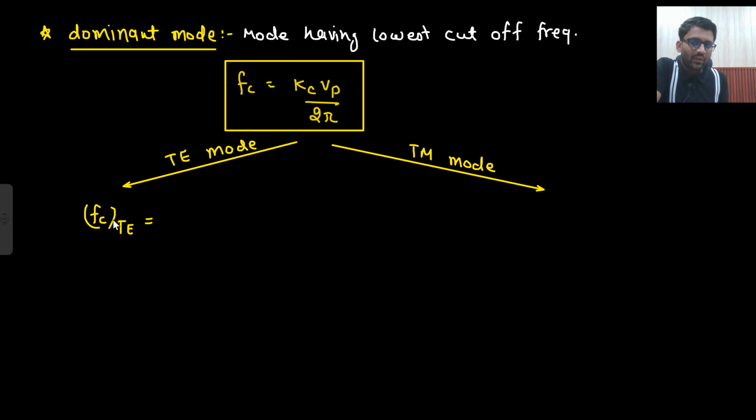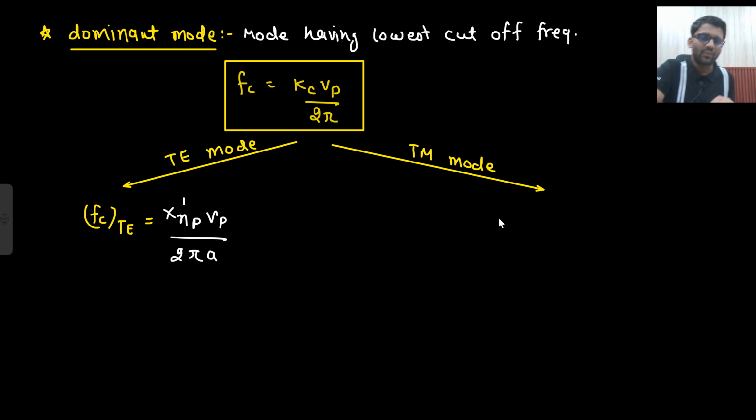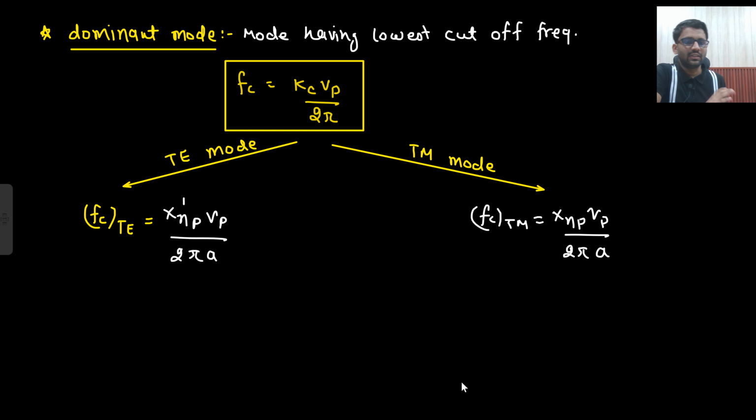So for TE mode, what are you going to get? Cutoff frequency for TE mode. This is the general expression of cutoff frequency, right? Kc into Vp divided by 2 pi. So for TE mode, what is the expression we are getting? For TE mode, it would be x dash np into Vp divided by 2 pi a. And for TM mode, it would be x np into Vp divided by 2 pi a. So this is for TE mode, this is for TM mode. This also I am writing down as fc TE.